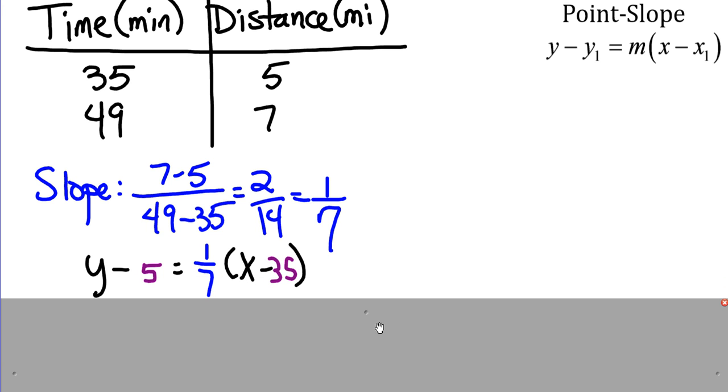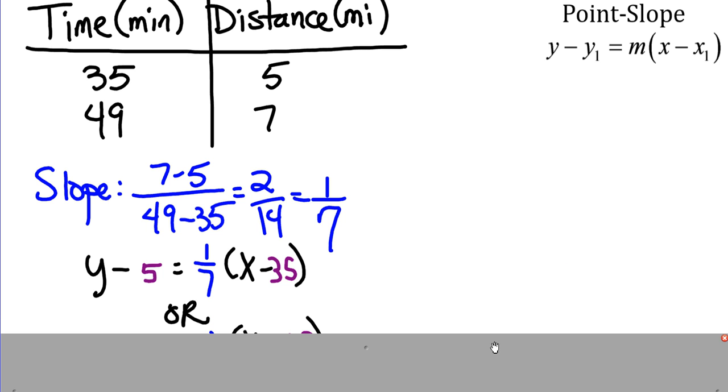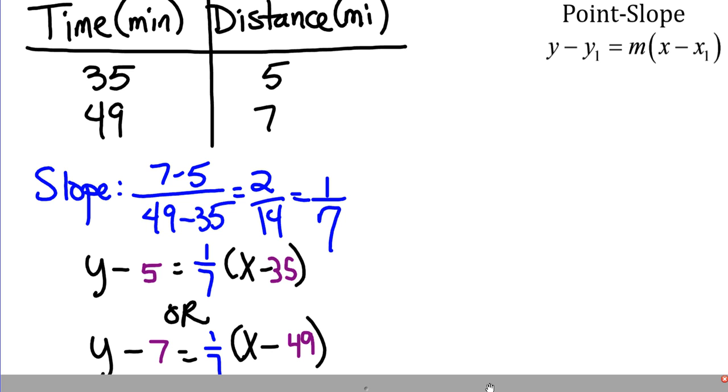Now that I have the slope, I could pick one of my points and substitute them into my point-slope format. So if I wanted to use the first one, I could have y minus 5 is equal to 1/7 times the quantity x minus 35. Or if I'd like to use the second set of data, I could have an equation of y minus 7 is equal to 1/7 times the quantity x minus 49. Both of those equations are talking about the same line based on the given distance and time.